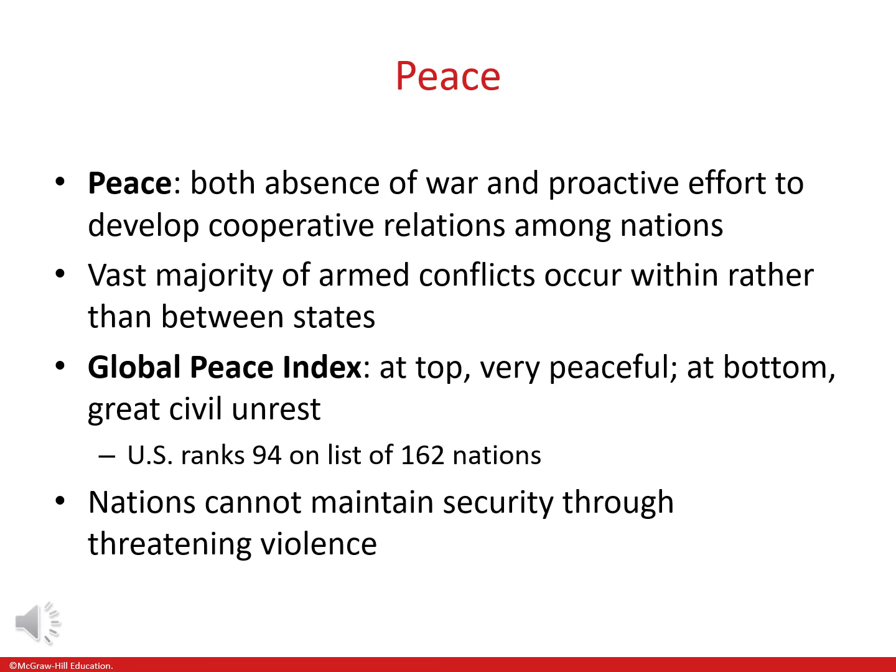Peace is the absence of war. The vast majority of armed conflicts occur within rather than between states. On the Global Peace Index, at the top is very peaceful, and at the bottom there's great civil unrest, so the people aren't happy there. The U.S. ranks 94 on the list out of 162 nations, and nations cannot maintain security through threatening violence. Some governments do believe in violence, but it usually makes the people rebel more with greater strength and for a longer time, and it also forms mistrust of the government.